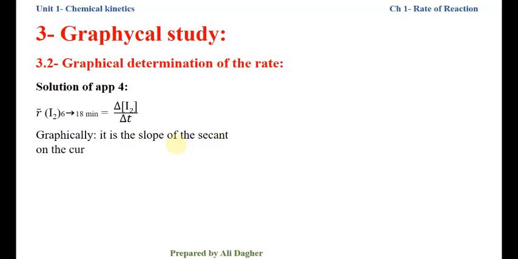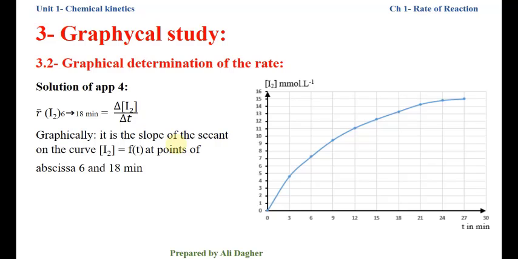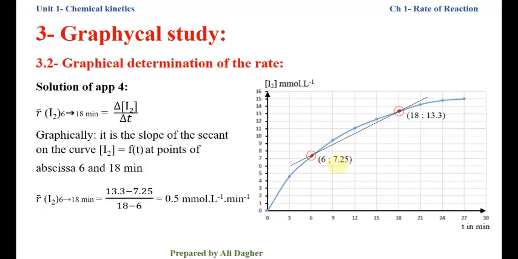Graphically, it is the slope of the secant on the curve concentration I2 equals F(t) at points of abscissa 6 and 18. On the graph, we determine the point of abscissa 6 minutes and 18 minutes. We draw the secant, then we determine the coordinates of each point. For the first point 6, 7.15, and the second point 18, 13.3. Then the average rate of I2 between 6 and 18 equals concentration 2, 13.3, minus concentration 1, 7.15, over t2, 18, minus t1, 6, equals 0.5 millimole per liter per minute.